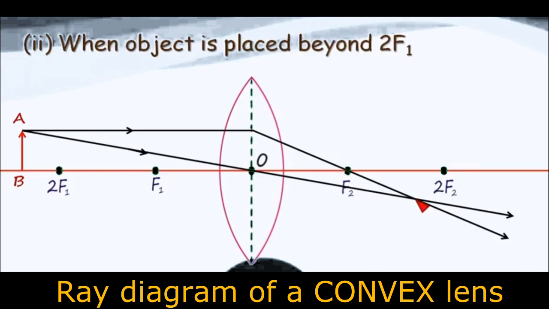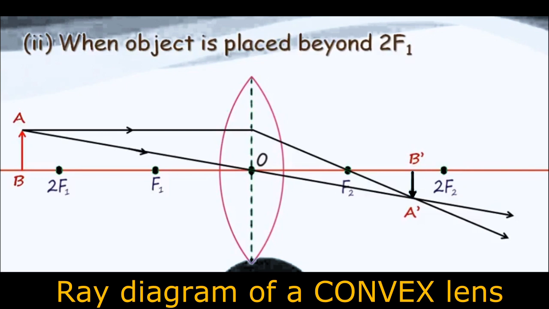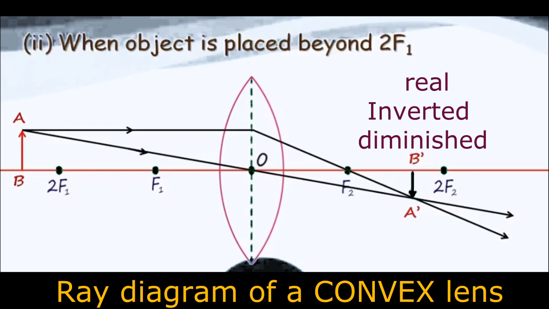Now the bottom part was on the principal axis and the object is vertical to the principal axis, so we should keep the bottom of the image also at the principal axis and make it vertical to the principal axis. Now we will get an image upside down, that is inverted. Now we can conclude that the location of the image is in between F2 and 2F2 and the nature of the image is real, inverted and diminished.